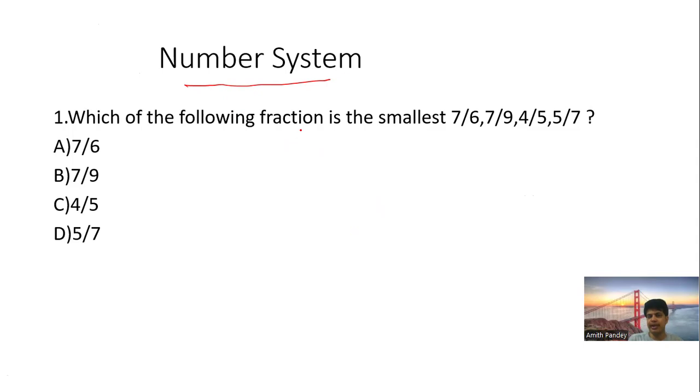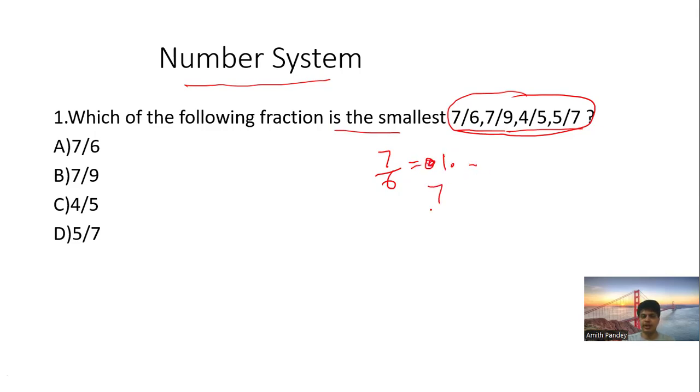Which of the following fractions is the smallest? So this is a sequence which is given: 7 by 6, 7 by 9, 4 by 5, 5 by 7. Out of this, you need to find which is the smallest. So usually what you may do, you may go with this approach: 7 by 6, that's nothing but 1 point some change, then 7 by 9, 9 sevens are, so 0.7 and some change.